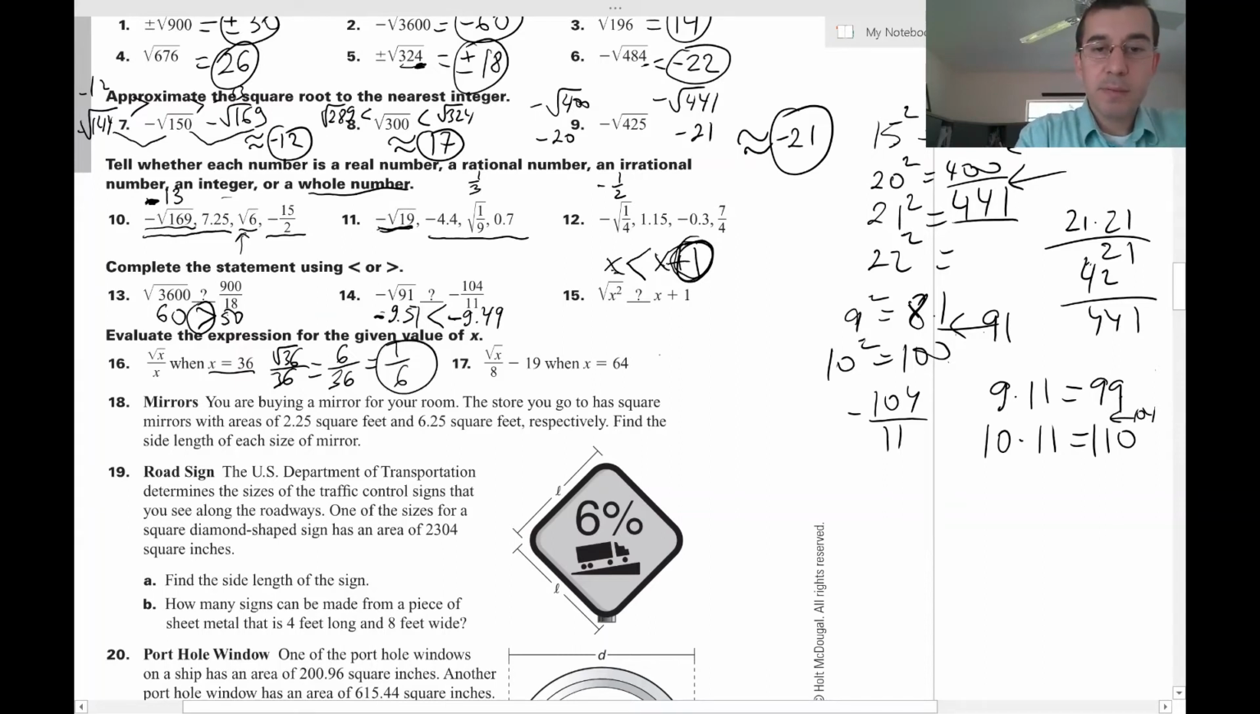Number 17, we have square root of x. x is 64, so 64 over 8 minus 19. Square root of 64 is 8. 8 over 8 is 1. So 1 minus 19, this is minus 18.